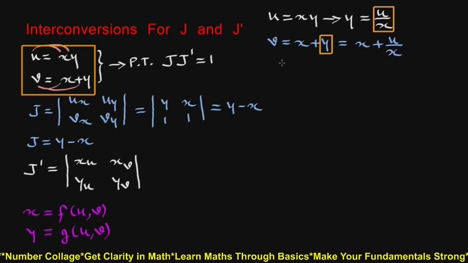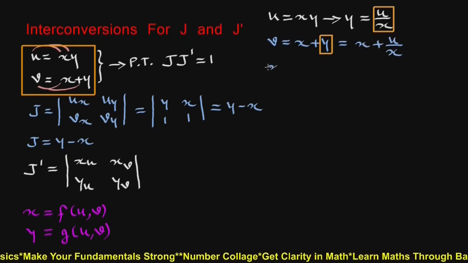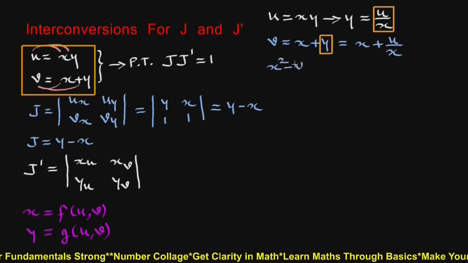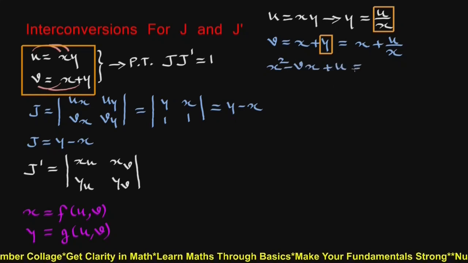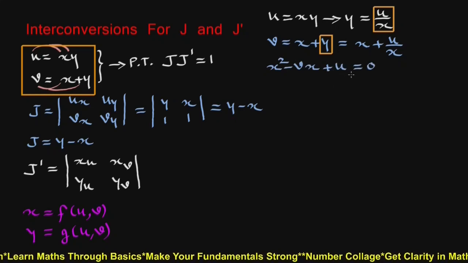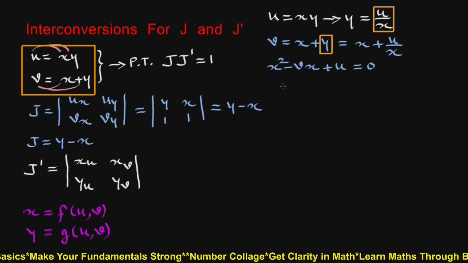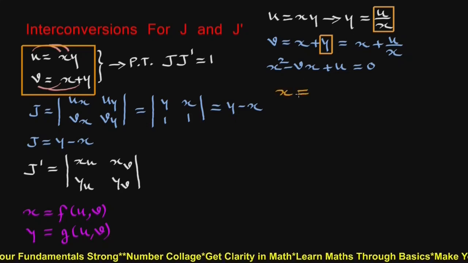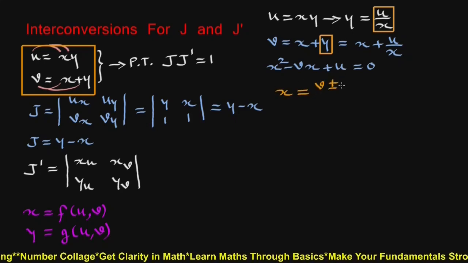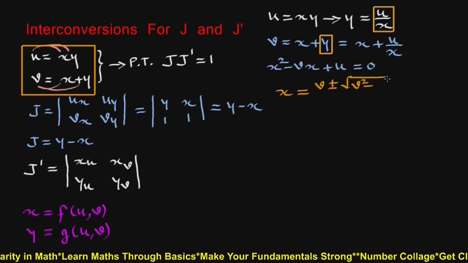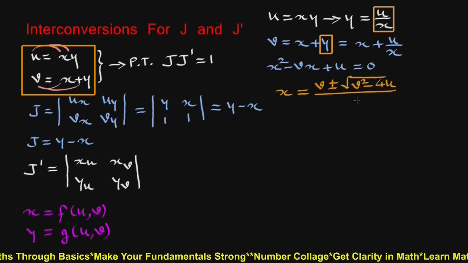Multiplying throughout by x, we will get a quadratic equation x square minus vx plus u equals 0. This is a quadratic equation in x, which by formula method will be x equals v plus minus under root v square minus 4u upon 2.